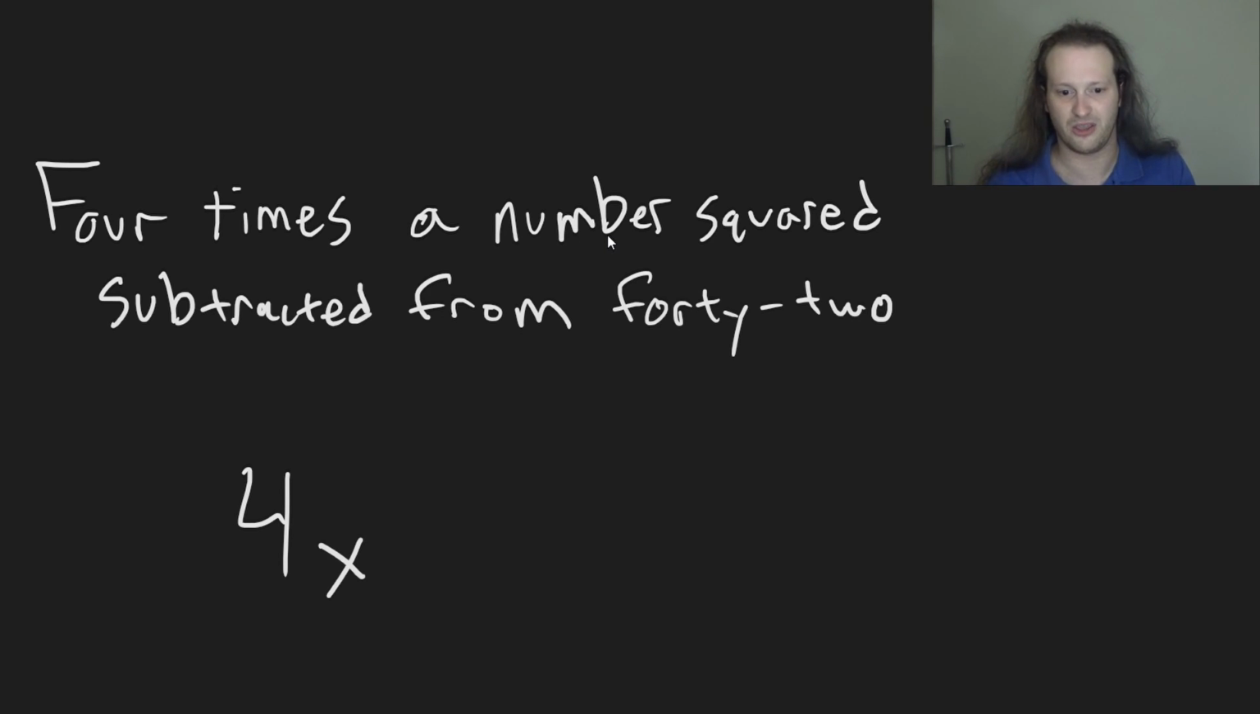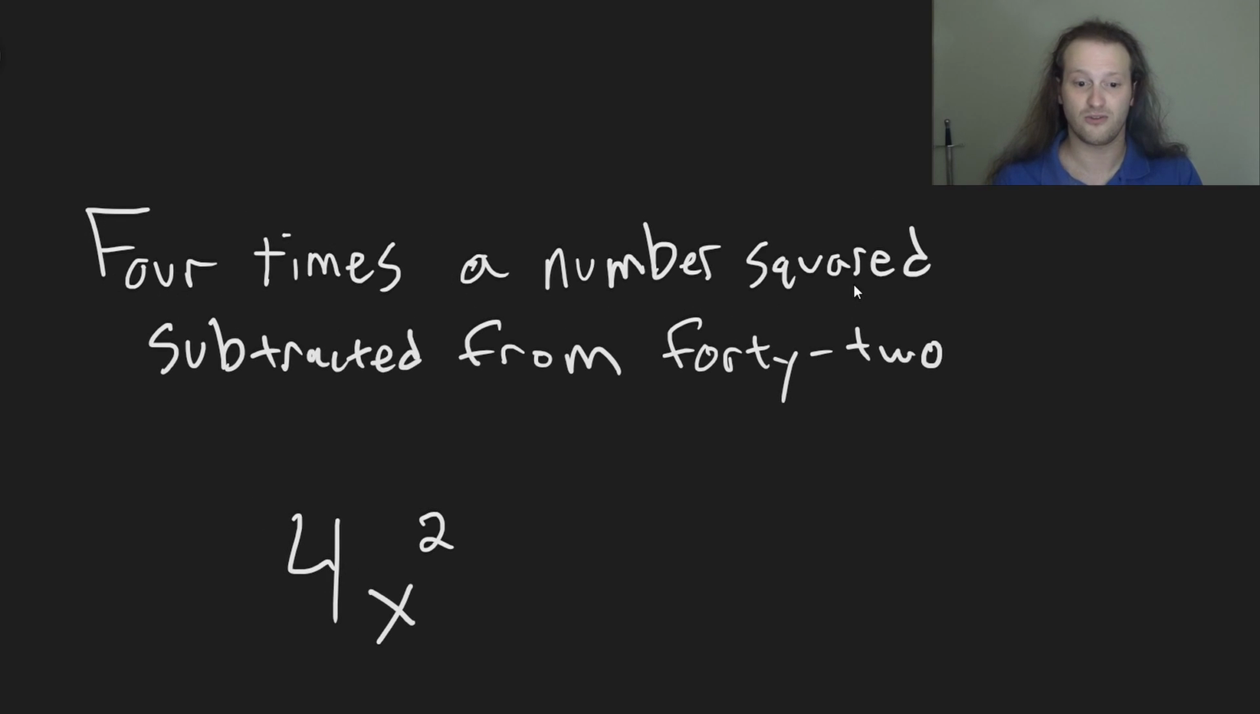Now, are we squaring 4x like this? Does the square want to see the entirety of this? No, I don't see a comma here, or at least that's how I wrote this problem. If there was a comma here, then yes, put the parentheses right there, because that comma signifies that this wants to be seen by the squared. But it's just 4 times a number squared, subtracted from 42.